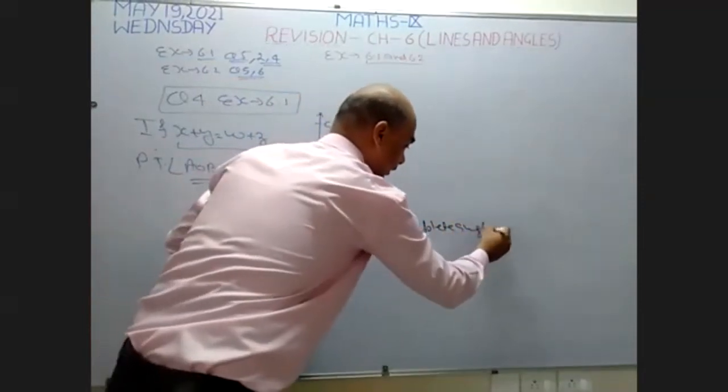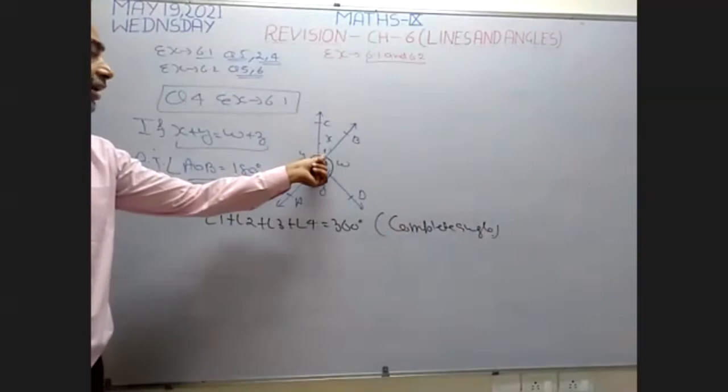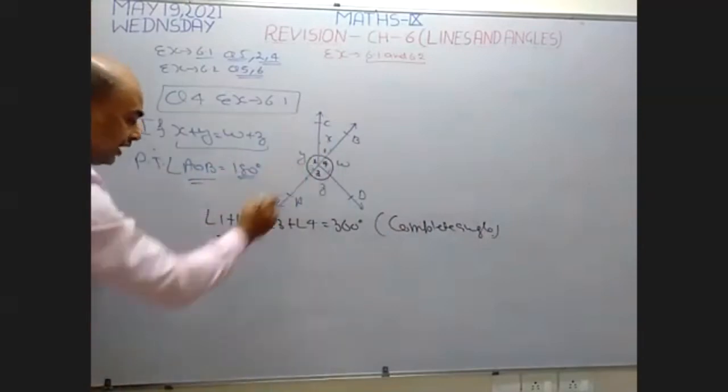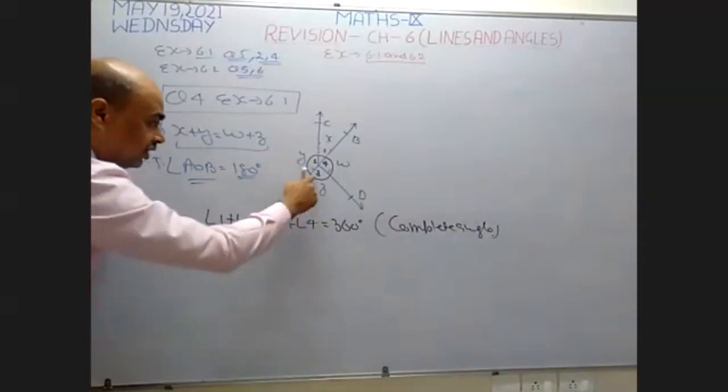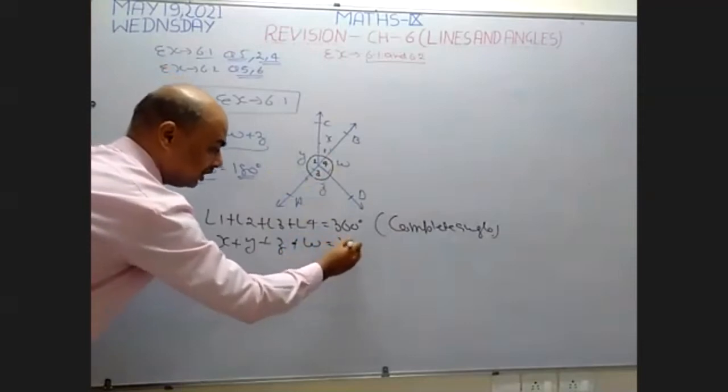Complete angle. Now I am going to write the value of angle 1. What is given? The value of angle 1 is x, so write here x. What is the angle of 2? Angle 2 is given y. Angle 3 is given z. Angle 4 is given w. The sum equals 360 degrees.